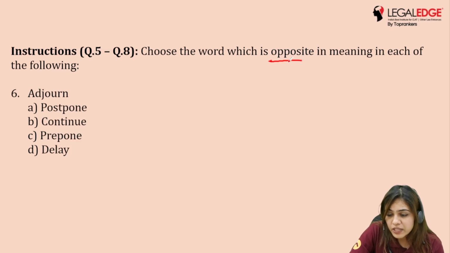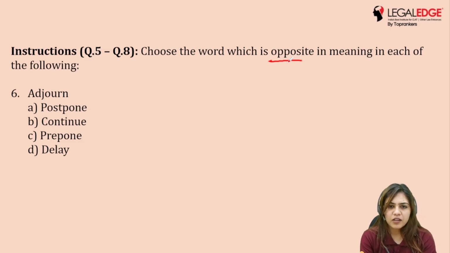The next one is adjourn. Adjourn means when you basically stop, or I would say bring something to a halt. Can you guys guess what could be the answer for this? We have to find its opposite. So adjourn means putting a stoppage on something or stopping it for a short while. Like we adjourn the meeting, or the judge adjourns the case.